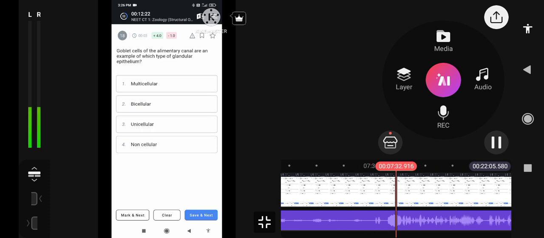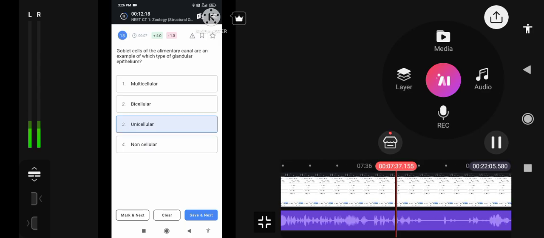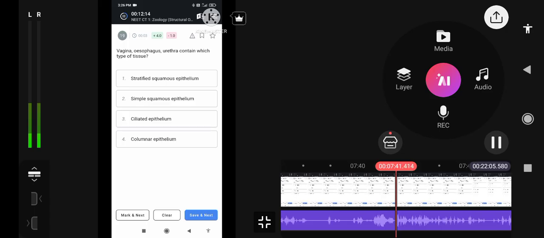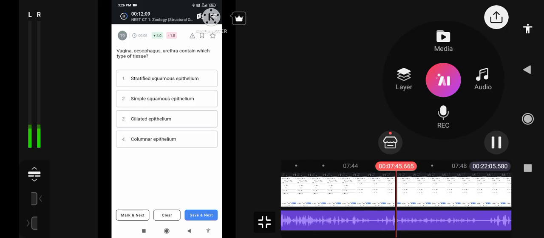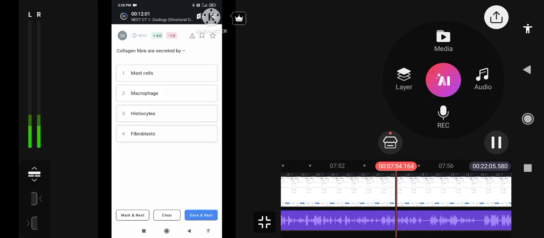Okay, 18th question: goblet cells of the alimentary canal are an example of which type of glandular epithelium? Okay, 19th question: vagina, esophagus, urethra contain which type of tissue? Stratified squamous epithelium, simple squamous epithelium, ciliated epithelium, columnar. This is the stratified squamous epithelium, because we never studied simple squamous epithelium here. I will tell you in the solution detail.